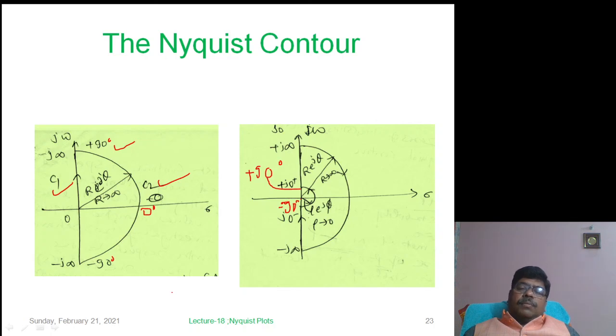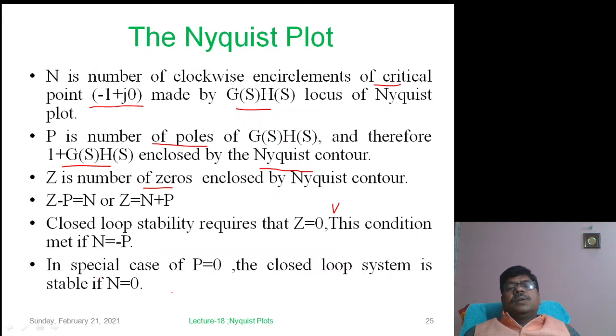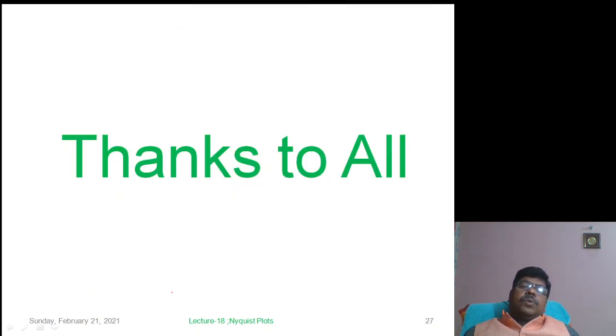One can answer at this moment, because after plotting the Nyquist plot, we are in a position to tell about the system stability, whether it is stable, unstable or marginally stable. So this is why we draw the Nyquist plot: to know the stability of the system.